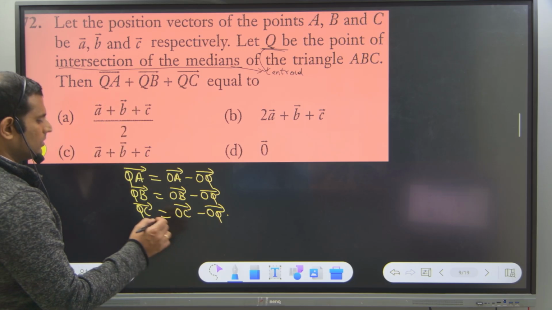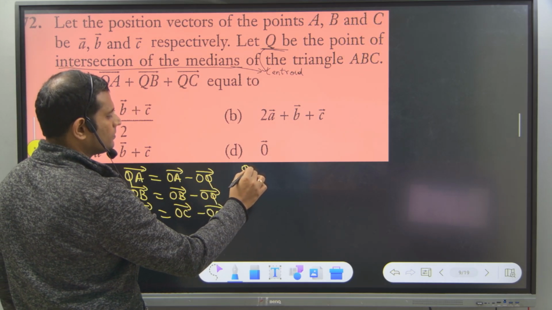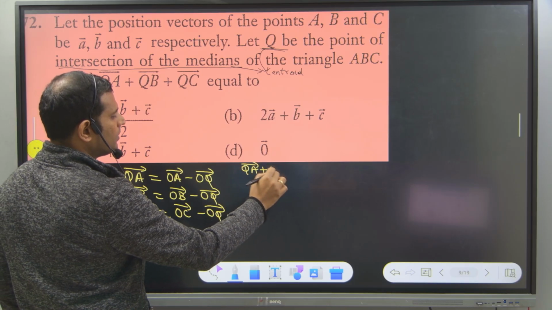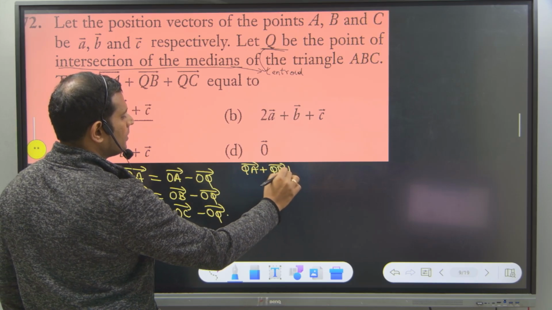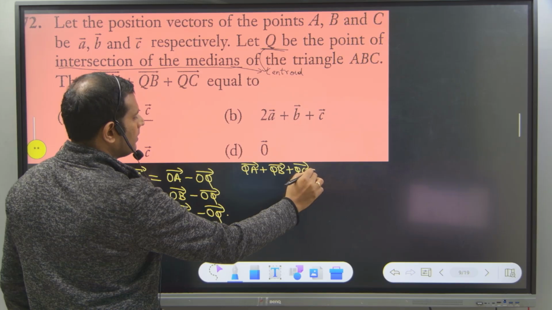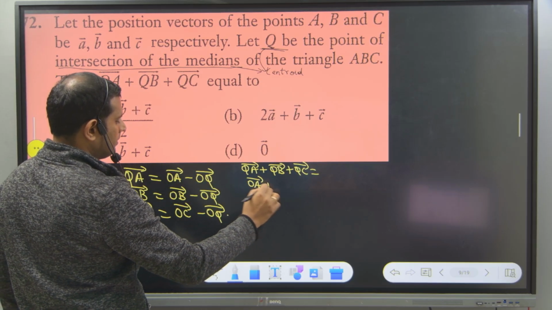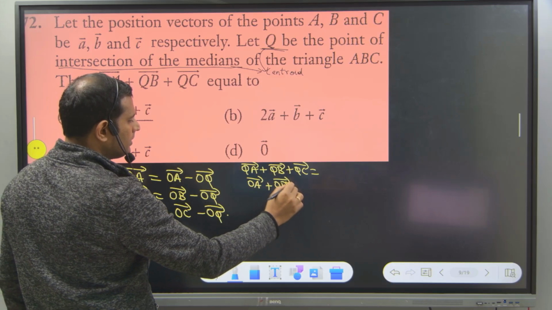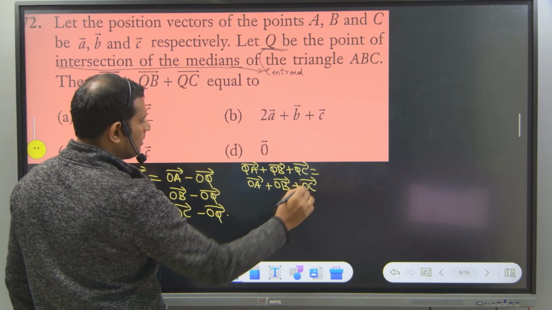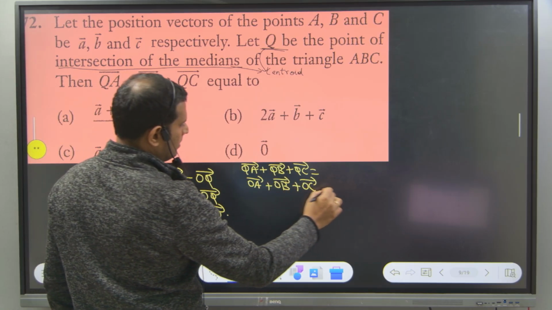Now they are asking you to add all of them. So what is QA plus QB plus QC? It will be OA plus OB plus OC, then minus what?